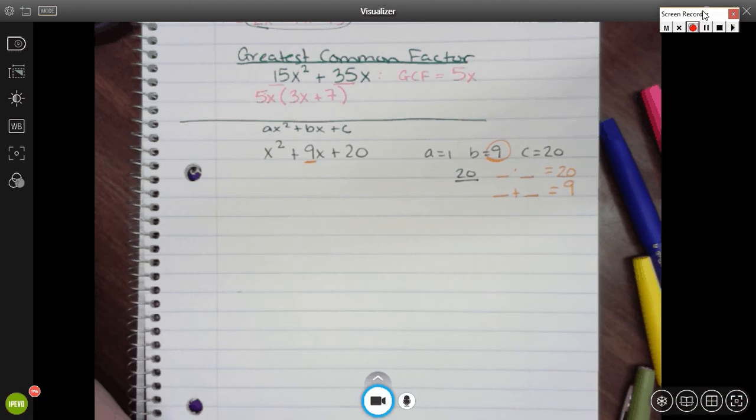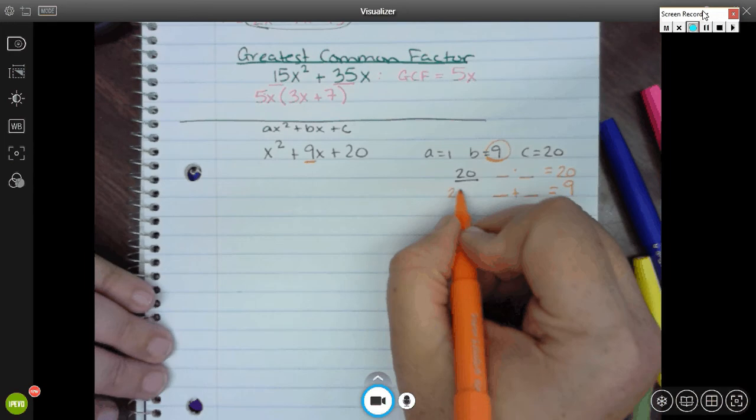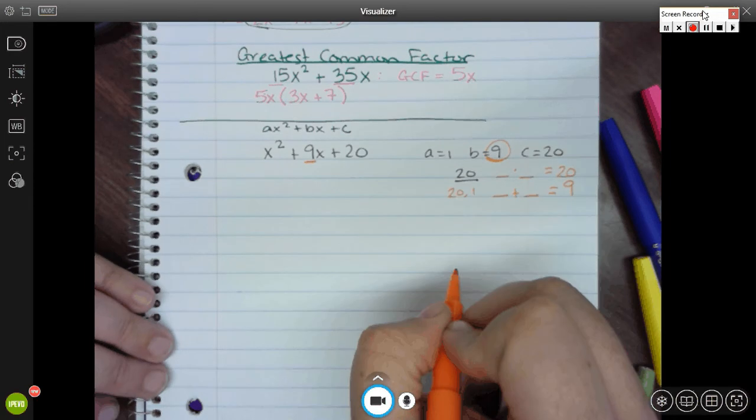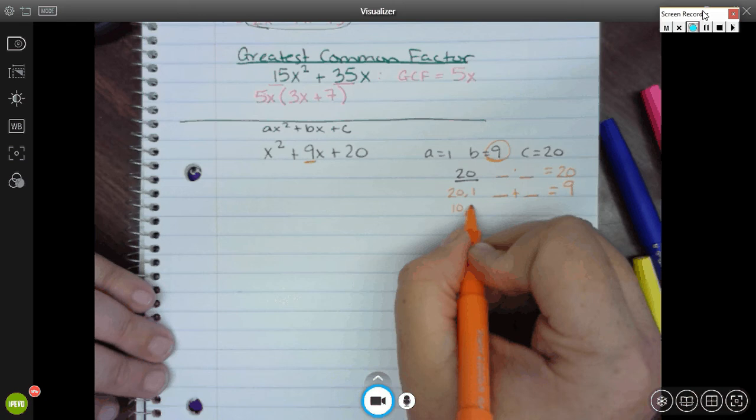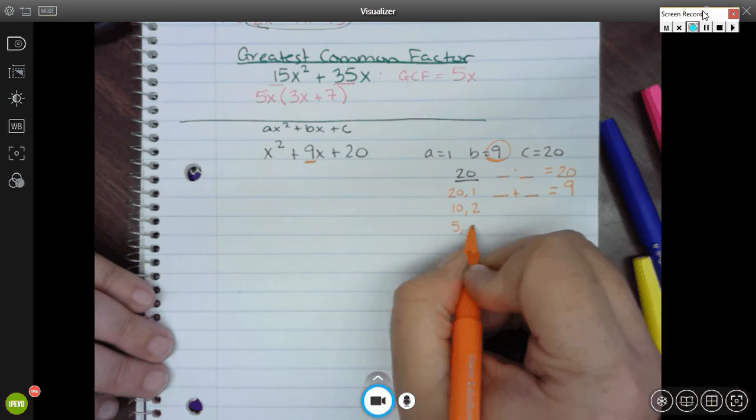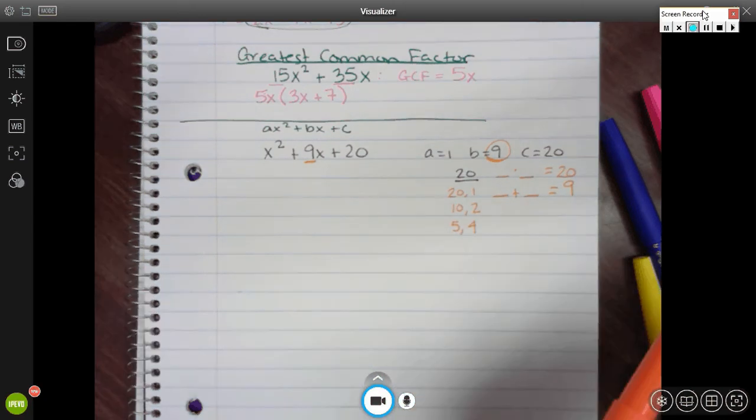right? So, I'm looking at this going, I don't know. Let's list out some factors of 20. What all can you multiply together to get 20? Well, I could do 20 and 1. I could do 10 and 2. I could do 5 and 4. Hold on, look at here.